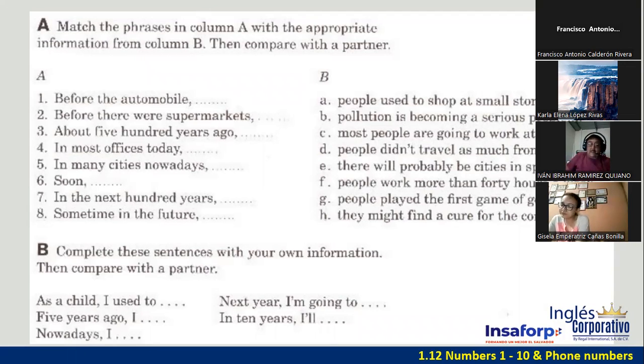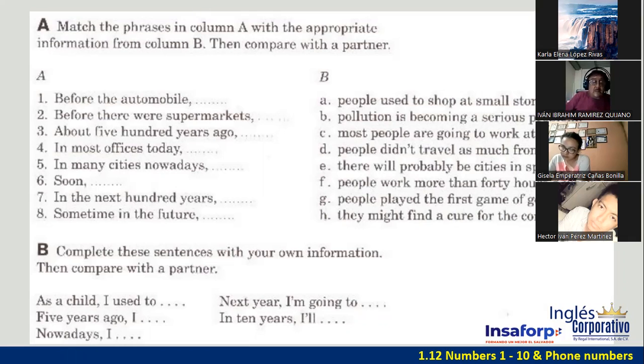As a child, I used to play soccer with my cousins. Five years ago, I was working in a coffee shop. Nowadays, I'm learning English for working in a better job.